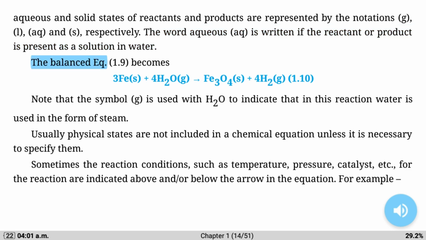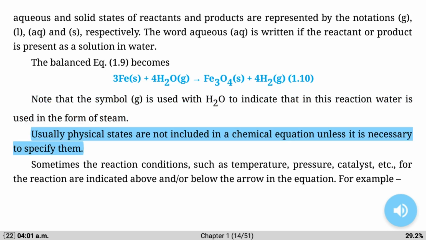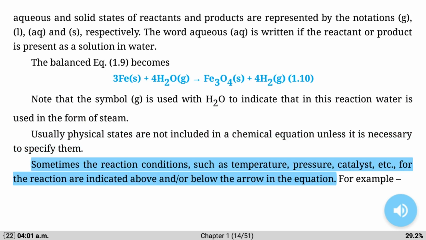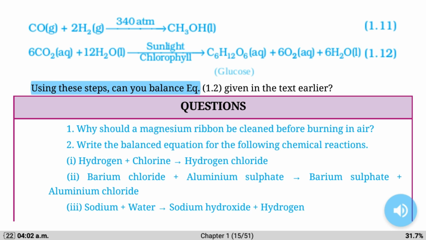The balanced eq 1.9 becomes 3Fe(s) + 4H2O(g) → Fe3O4(s) + 4H2(g) (1.10). Note that the symbol (g) is used with H2O to indicate that in this reaction water is used in the form of steam. Usually physical states are not included in a chemical equation unless it is necessary to specify them. Sometimes the reaction conditions, such as temperature, pressure, catalyst, etc., for the reaction are indicated above and/or below the arrow in the equation. For example, using these steps, can you balance eq 1.2 given in the text earlier?